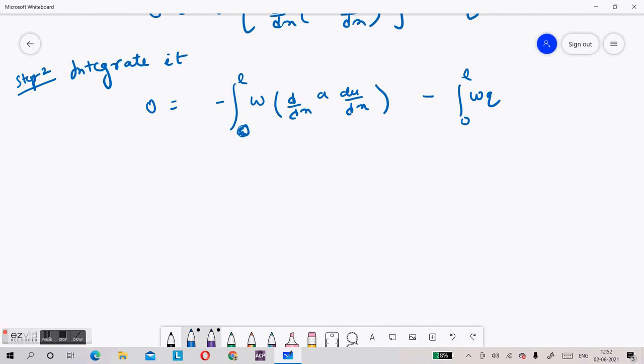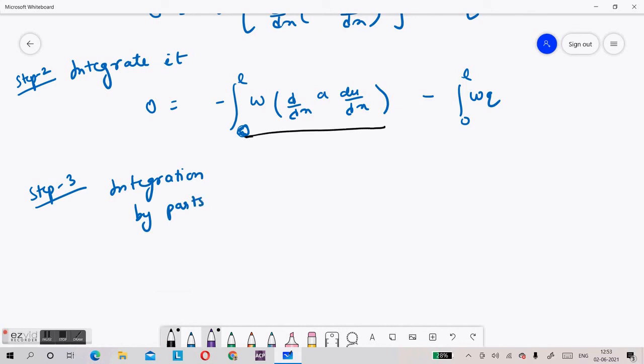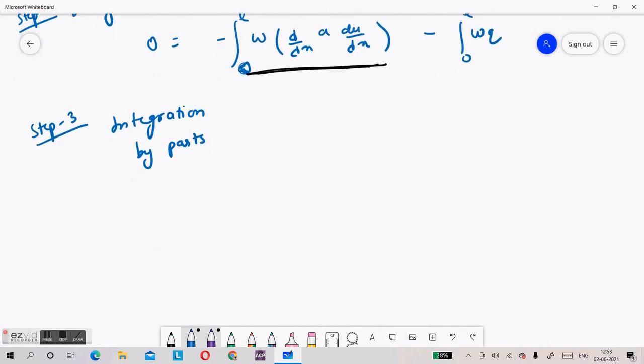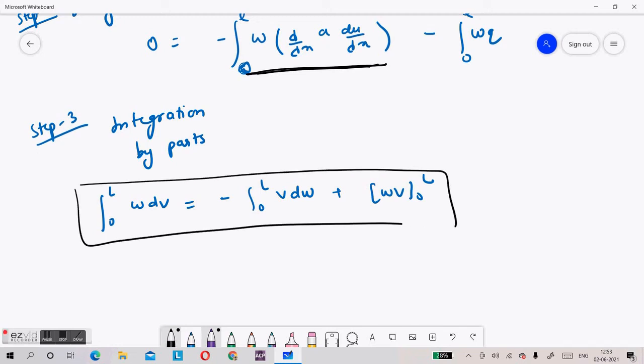After this, step 3 will be integration by parts. We will apply integration by parts to this term only. So what was the formula? The integration by parts formula is: the integral from 0 to L of w dv equals minus the integral from 0 to L of v dw, plus w v from 0 to L. This is our integration by parts formula. So we will apply it here.